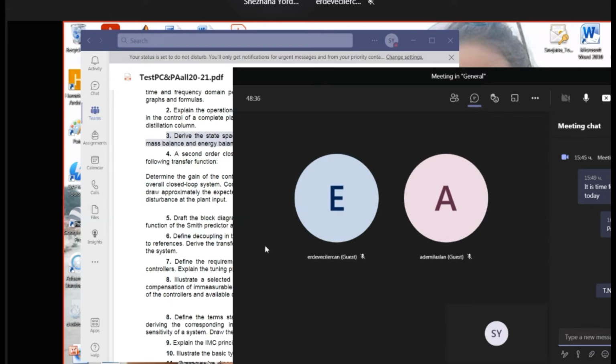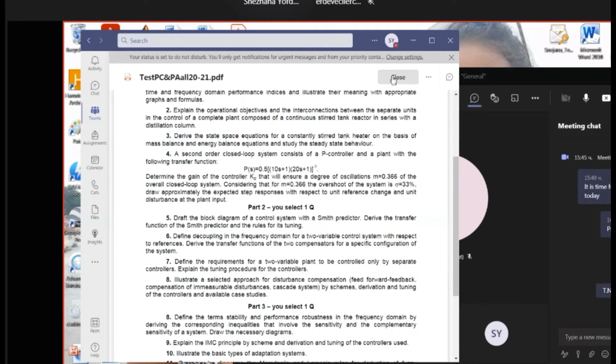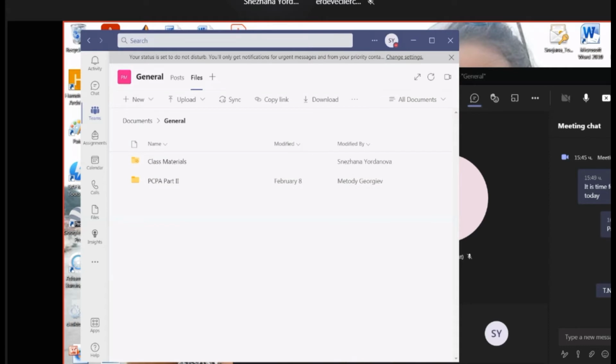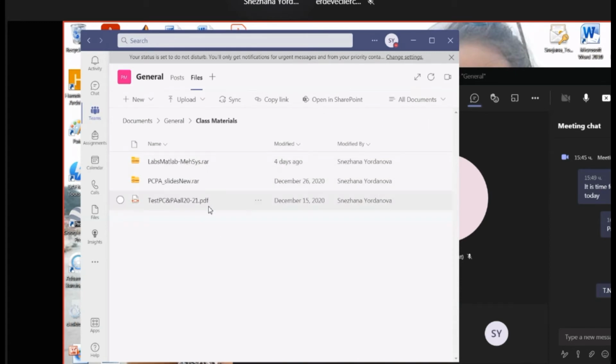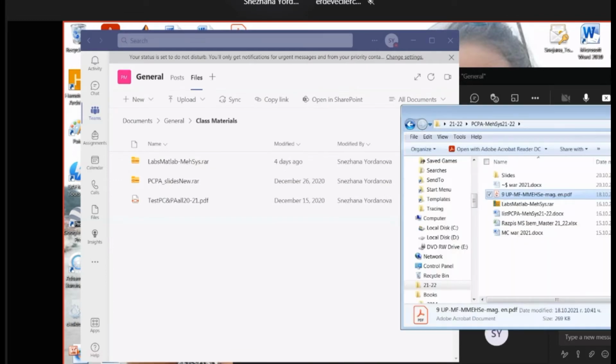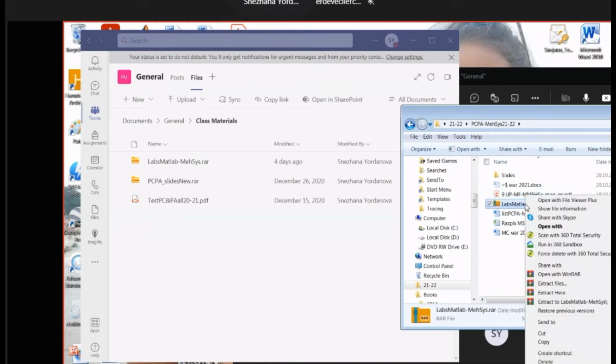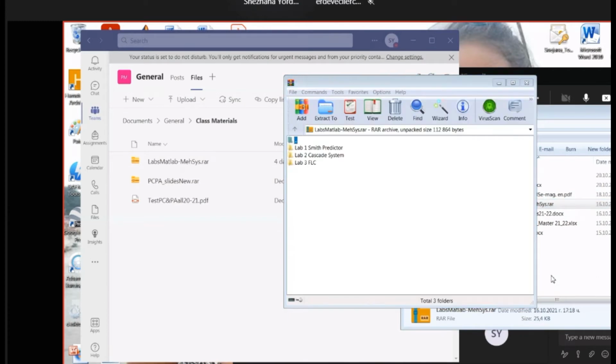The laboratories have manual, do not buy it because I have included PDF files. So I'll close this, and I have downloaded these labs for mechatronical systems. They are downloaded on my disk. These labs I will open, archived, and you see lab 1, lab 2, lab 3.